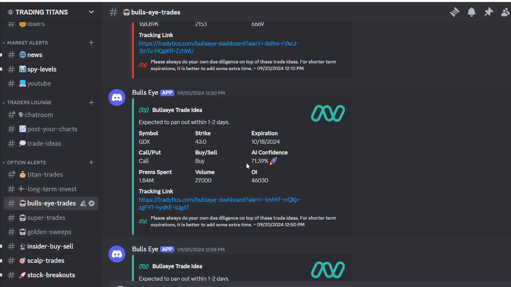So just to be clear, you want an AI confidence over 60%, which will pretty much generate a rocket ship next to it, and then you want a premium above 200K, and then you just want high volume and open interest, and you want it to be somewhat close.